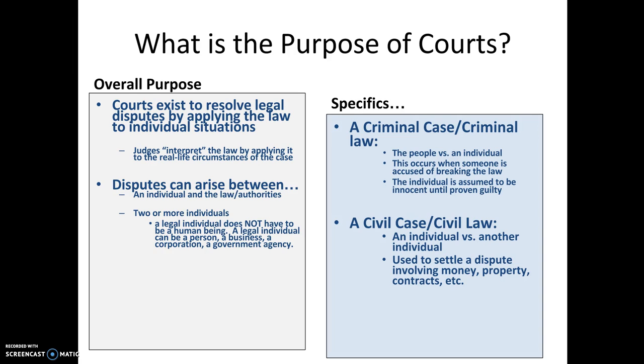So because there are these two areas that the courts handle, there are two areas of law. One area is called criminal law, and this is the law or the case that would involve somebody breaking the law or being accused of breaking the law and figuring out whether or not that person is guilty. And then you've got civil law, which is that part of the law that covers settling disputes between two arguing parties.